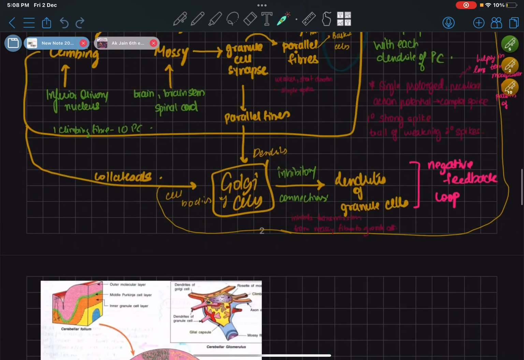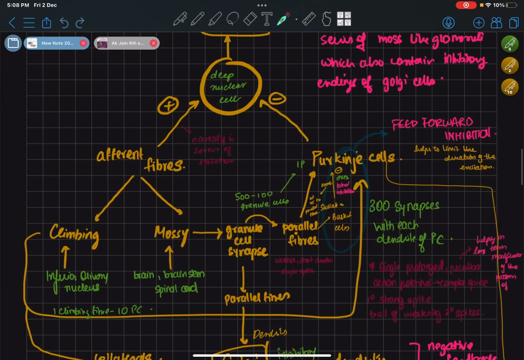So one more thing I had to talk about in the neural circuits is the turn on, turn off output signals from the cerebellum.